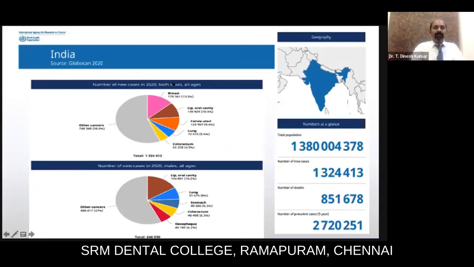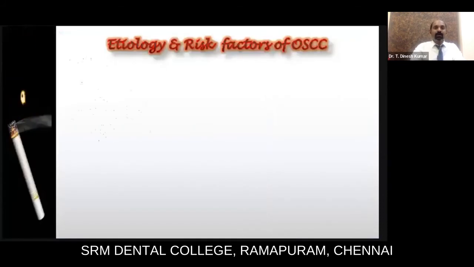Now, if you take the gender-wise data of these cancers, in males, the most predominant cancer is oral and lip cancer, which accounts for almost 16.2% of all new cancers. And if you take the combined gender, that is both male and female put together, this accounts for the second most common cancer, second only to breast cancer. So that is how common this oral cancer is.